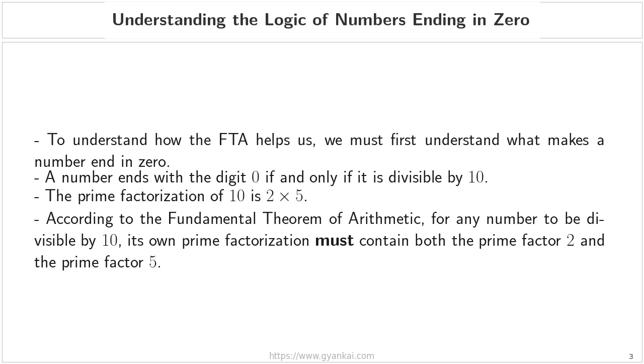Now here is where the power of the theorem comes in. According to the Fundamental Theorem of Arithmetic, every number has a unique DNA made of prime factors. Therefore, for any number to be divisible by 10, its own prime factorization must, without exception, contain both the prime factor 2 and the prime factor 5. If even one of these two ingredients is missing, that number can never, ever end in a 0.